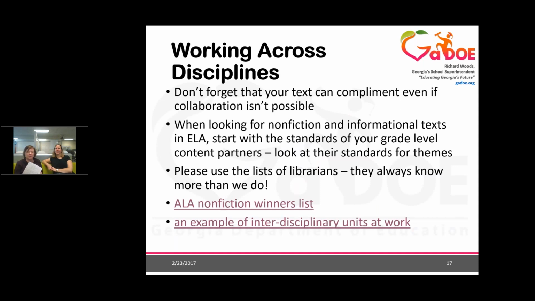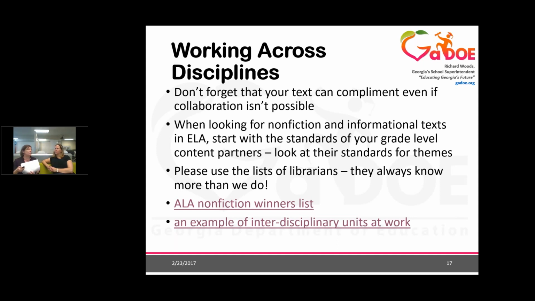Okay, working across disciplines. Something that I think is important for us to remember is that your text can complement what's going on in those other subject areas, even if collaboration isn't possible. So if I wanted to use my awesome Poisoner's Handbook text in 9th grade Lit, I don't necessarily have to partner with a biology teacher to do so. And what I think would be really neat is to see how kids might take it upon themselves if the collaboration wasn't possible. What I hear back later from the biology teacher, oh, we read that in Miss Adams' class. Or I know about how that works because we were talking about that when we read the Poisoner's Handbook.